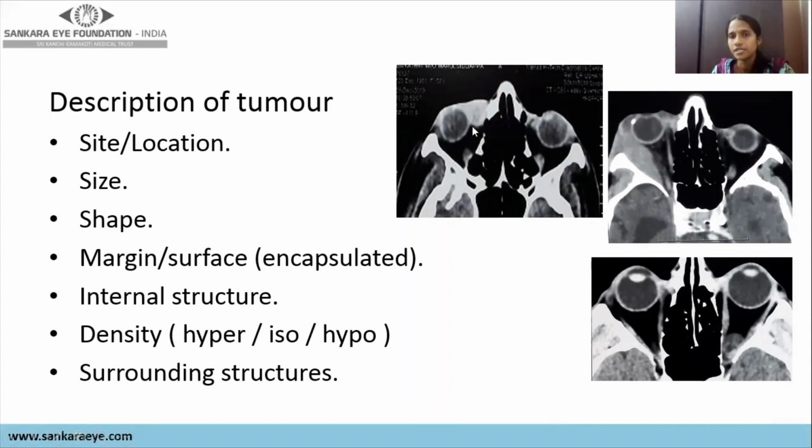extraocular muscles, whether it is iso, hypo, or hyperintense, in relation to the extraocular muscle has to be described, and also the adjacent structures, whether the lesion is producing any mass effect on the globe, or if it is infiltrating the optic nerve or pushing the optic nerve, or if there is any bony changes like erosions or remodeling has to be documented.